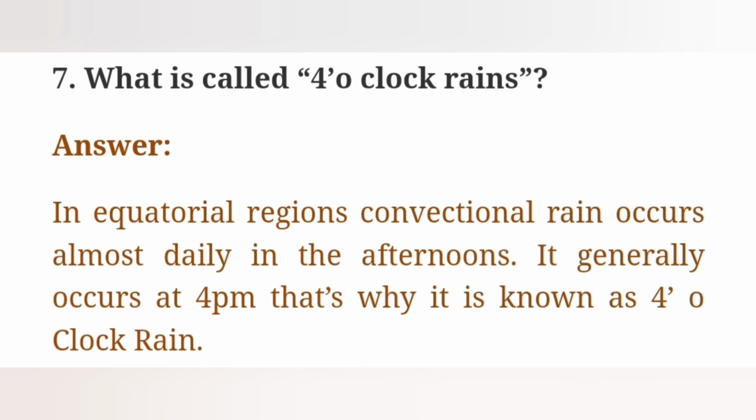Seventh question, what is called 4 o'clock rain? Answer, in the equatorial region convectional rain occurs almost daily in the afternoons. It generally occurs at 4 p.m. That's why it is known as 4 o'clock rain.